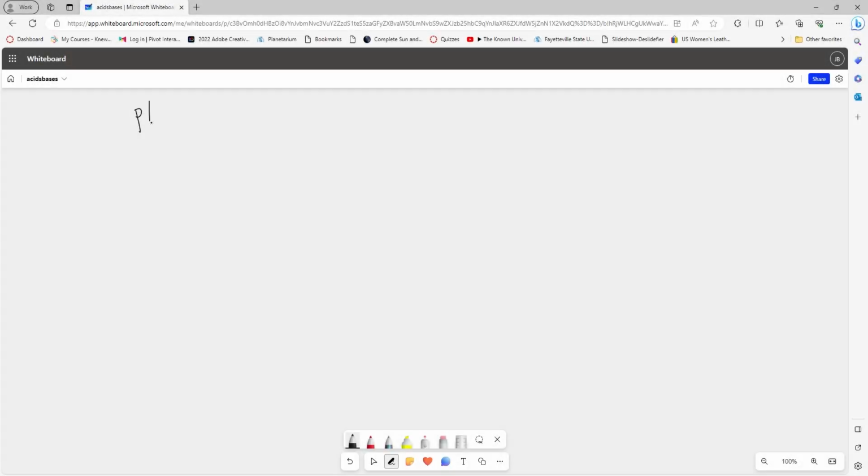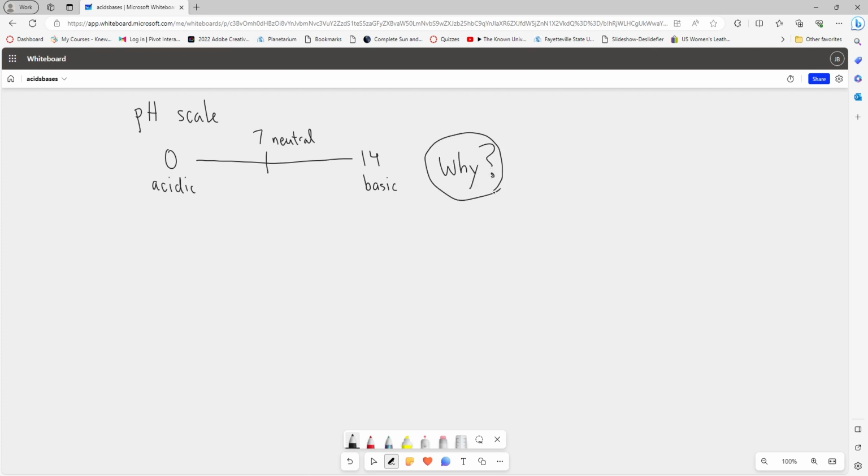The pH scale runs from 0 to 14. Acids are on the low end of it, and bases are on the high end of it. And in the middle, neutral is 7. But why? Why is it 0 through 14? Why not 0 through 20 or something and make 10 neutral?